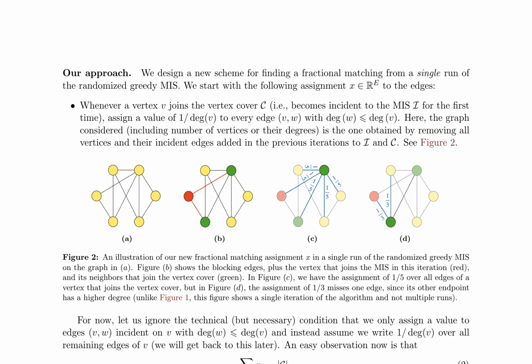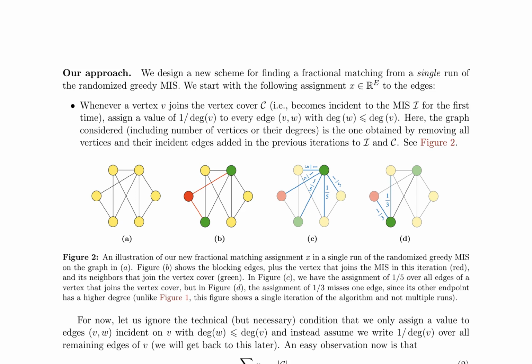The proposed approach involves designing a new scheme for finding a fractional matching from a single run of the randomized greedy MIS algorithm. The scheme assigns a value of 1/deg(v) to every edge (v,w), with deg(w) less than or equal to deg(v), whenever a vertex v joins the vertex cover C. This assignment is illustrated in Figure 2, which shows the blocking edges, the vertex that joins the MIS, and its neighbors that join the vertex cover.